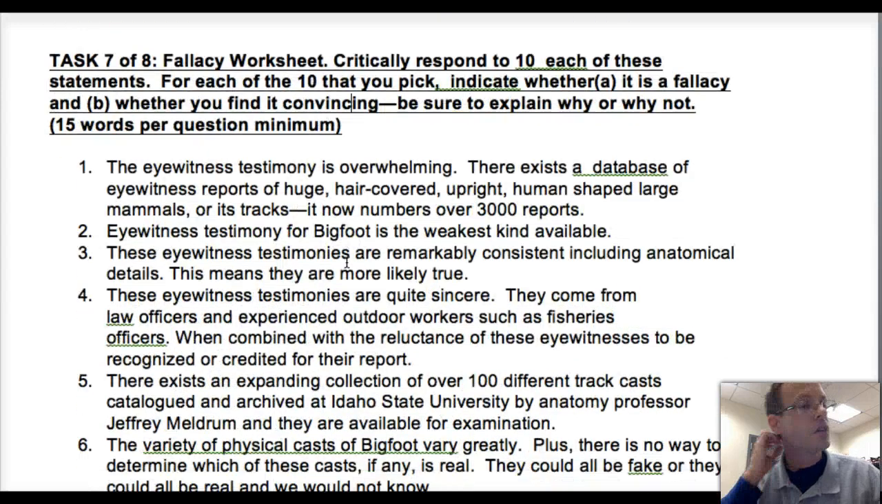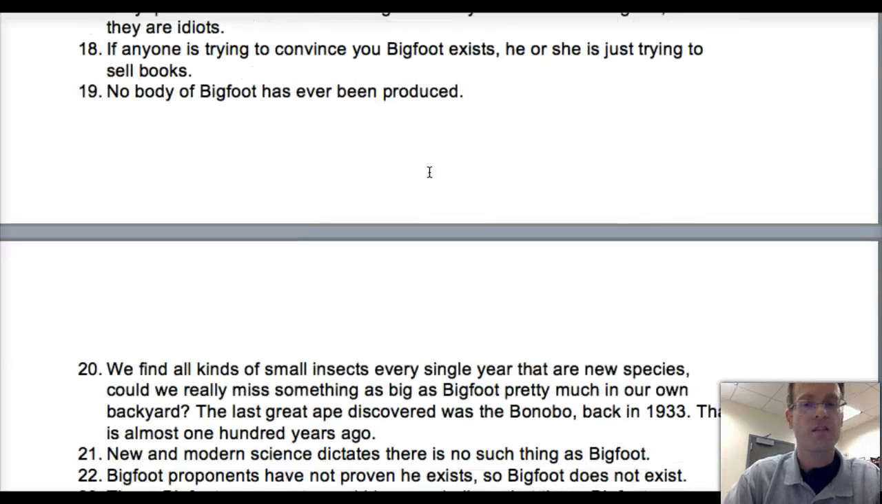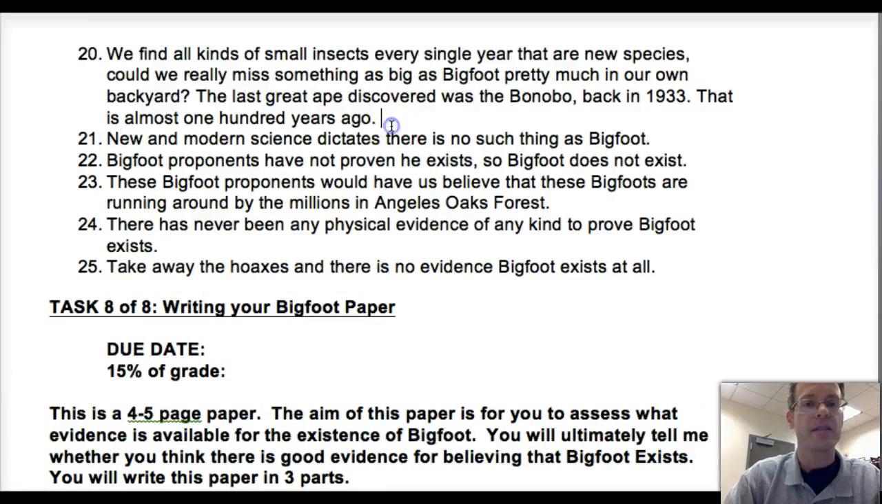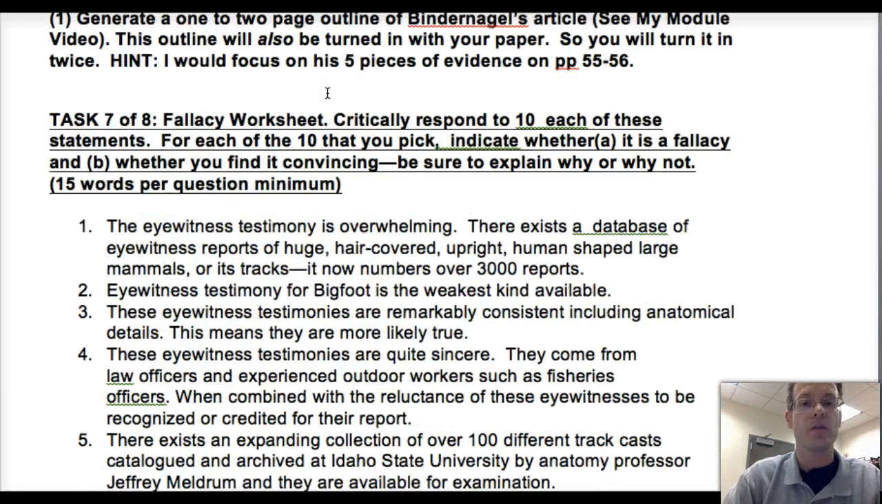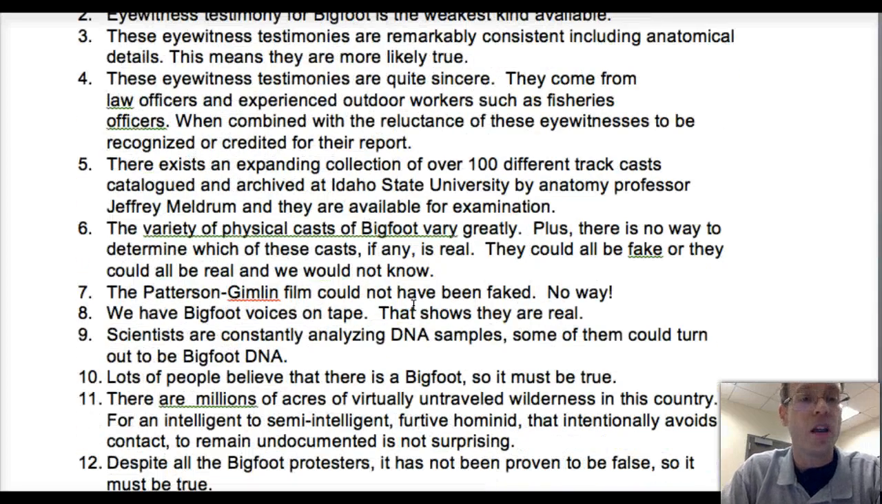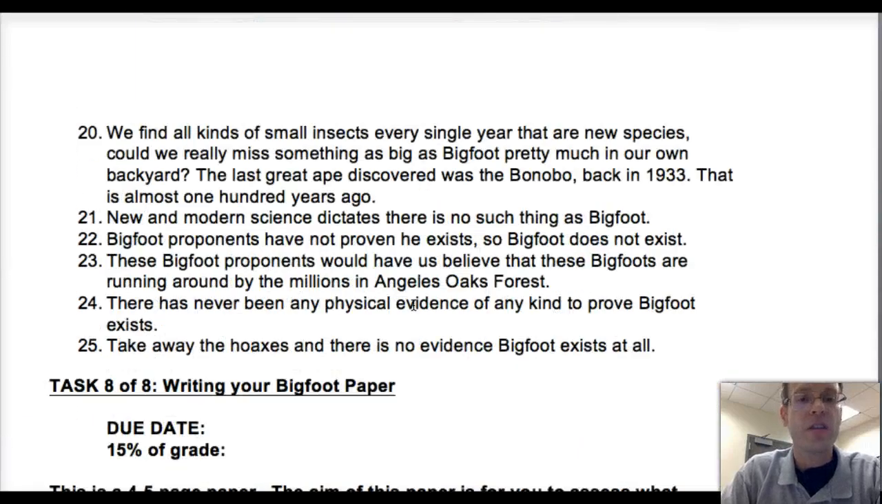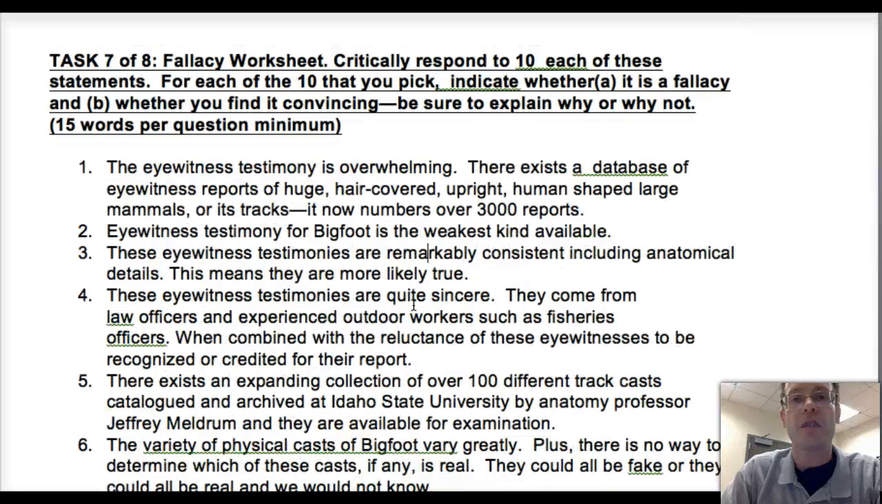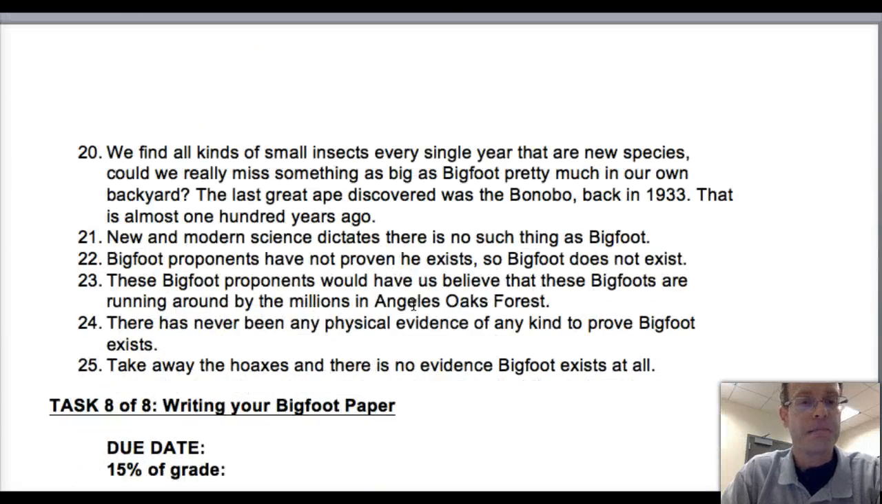And then task 7 of 8, you're going to pick 10 of these sentences, little passages to respond to. You're going to indicate whether any of these is a fallacy and whether or not you find it convincing. 15 words minimum. You don't have to do all of them. There are 25 there. You only need to do 10. I just wanted to give you some variety.